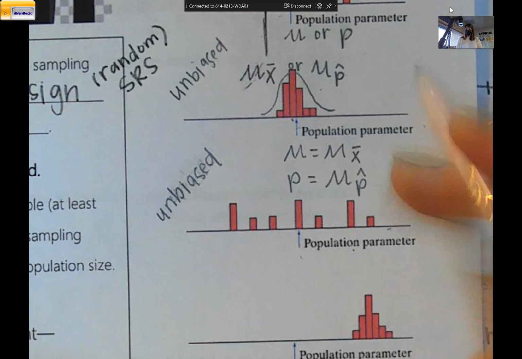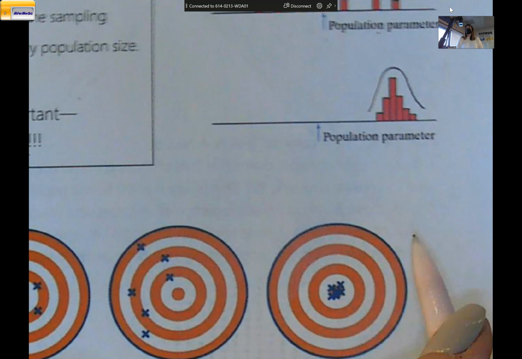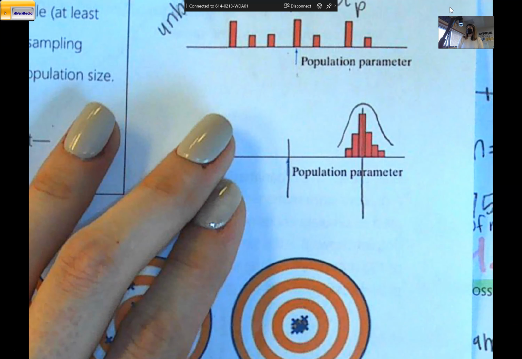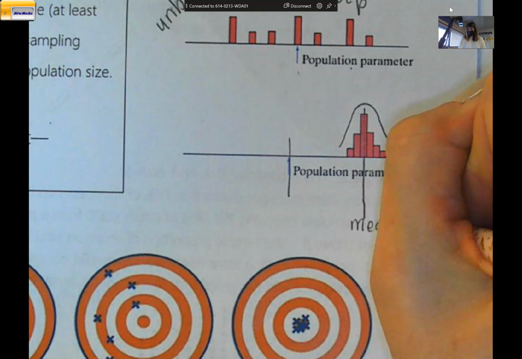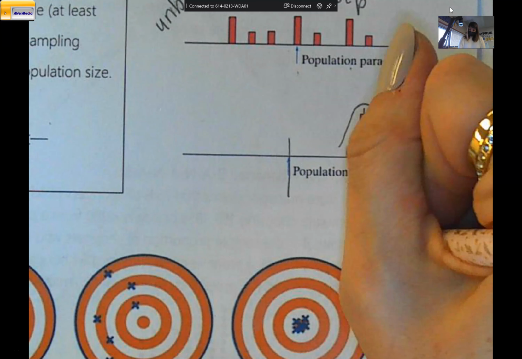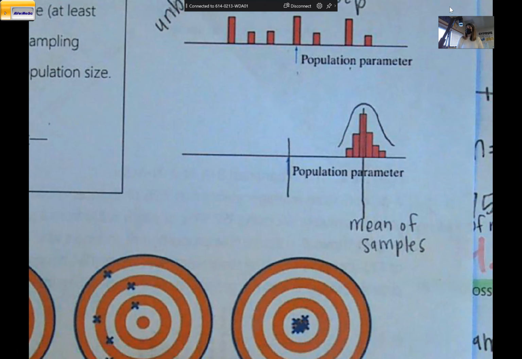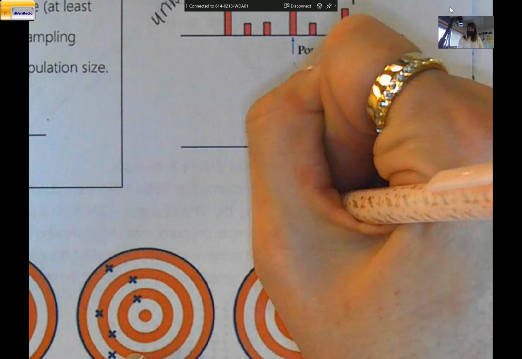And then this guy, definitely biased. This guy is definitely biased because your population parameter is here, but the mean of your sample is here. So this is the mean of samples. This is the true value.